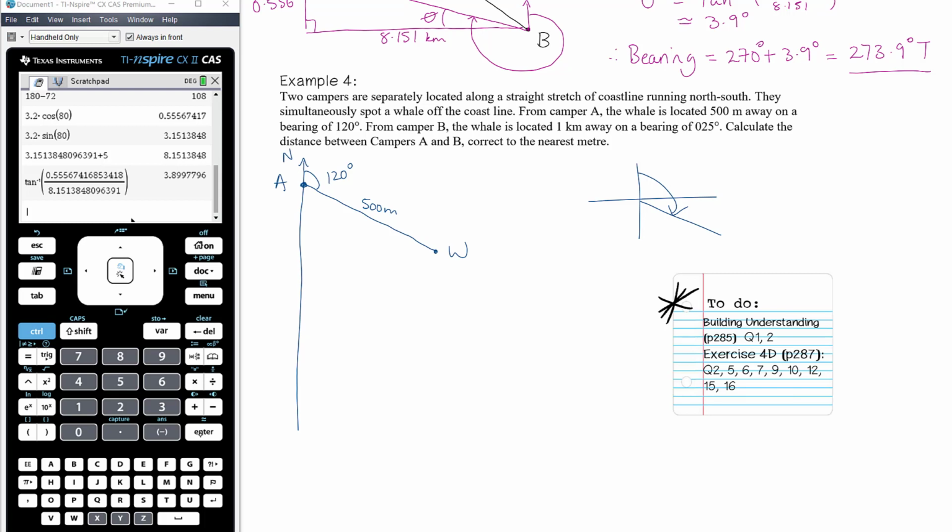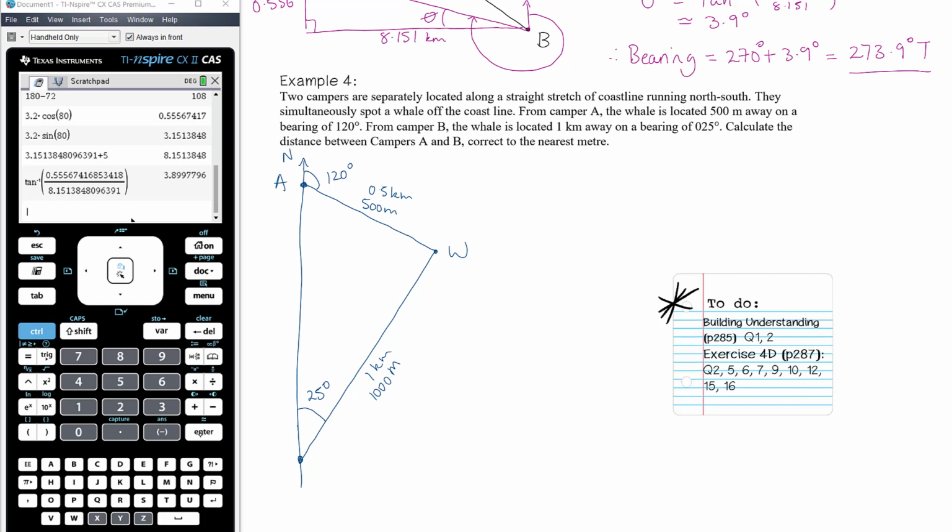Okay. Now then, camper B, the whale, is 1 kilometre away, so camper B is further from the whale on a bearing of 25 degrees. Okay, so again, thinking about your bearings, 25 degrees is going to be up this kind of way, so camper B is going to be down here somewhere. So that's 25 degrees, okay, and this distance is 1 kilometre. So again, we want to be consistent with units, so either make this 0.5 kilometres, and then you use kilometres for both of them, or you make this one 1,000 metres and then you use metres for both. Okay, but don't jumble things up.